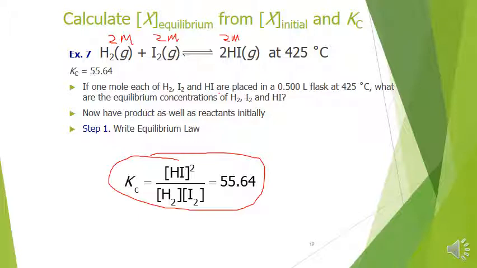So you don't know if the reaction is actually going to move to the right, because you've got product. So the first thing you have to do is figure out the Q. If there's too much product, or if Q is greater than K, greater than 55.64, the reaction will move to the left. In that case, you'll be taking away product and moving it to the right.